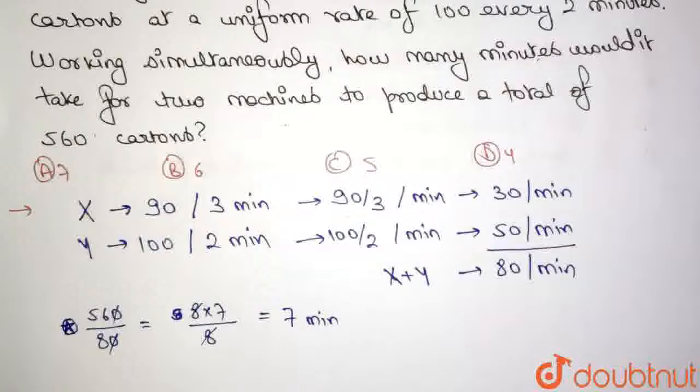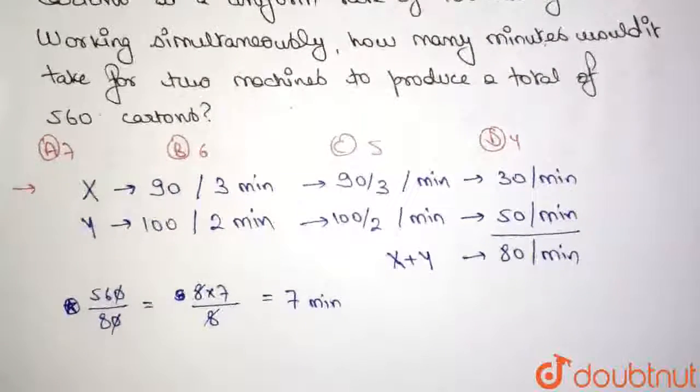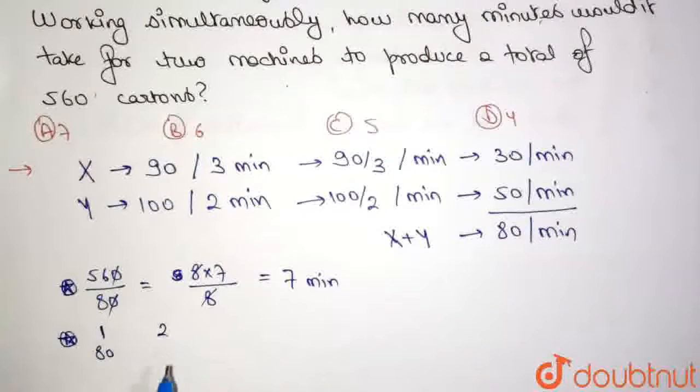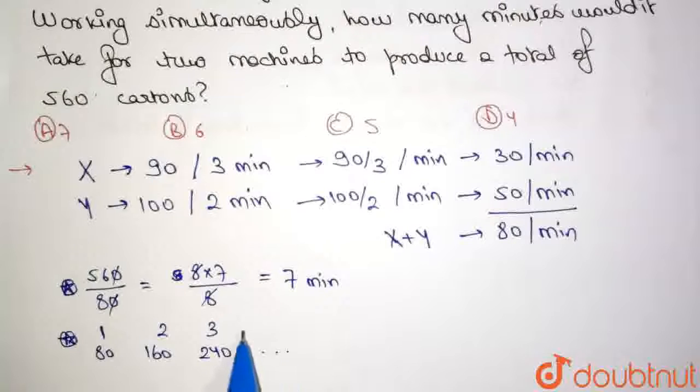And if this is not clear, let me tell you another way. So if we have to achieve this target of 560, we know that in 1 minute 80 units are produced, right? So in 1 minute I can say that 80 can be produced. Similarly, in 2 minutes we are going to produce 160. In 3 minutes it's going to be 240, and so on, right? So it's going to proceed this way. Now after n minutes the production is going to be 80n, right? So after n minutes 80n units are going to be produced, right?